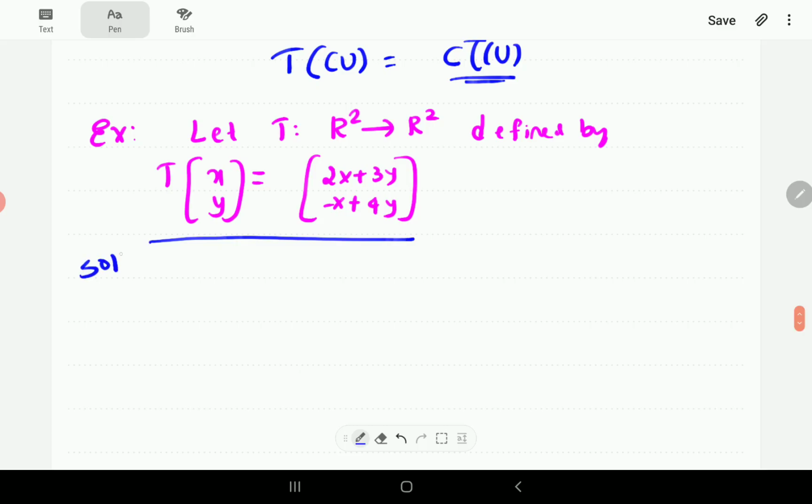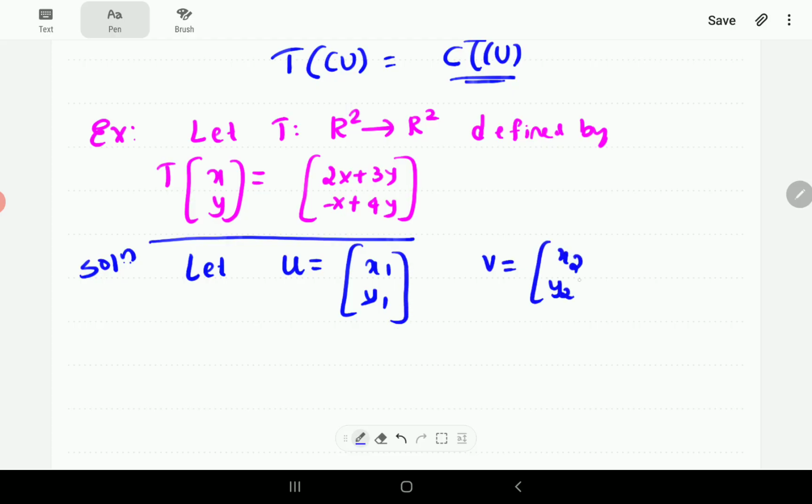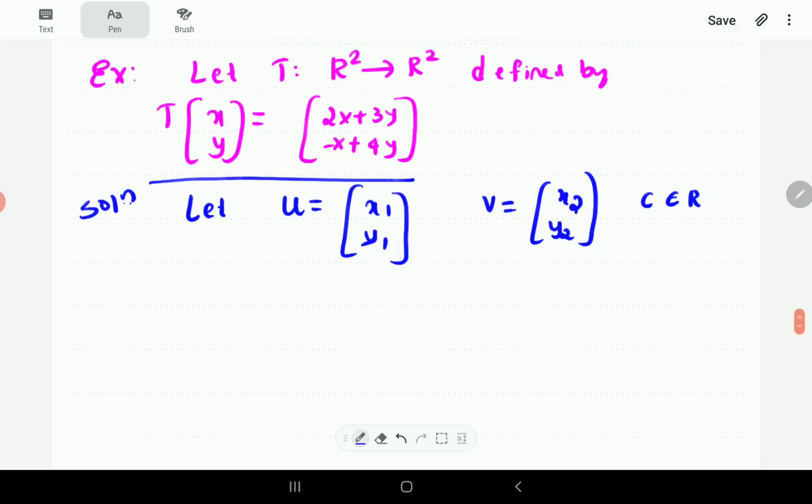So how do we solve it? The solution goes like this. Let me take u as (x1, y1), and let me take v as (x2, y2). These belong to R2, and let me take a scalar c belongs to R. What is the first condition? T of u plus v should be equal to T of u plus T of v. Let us check that. So this is T of u plus v, which is T of (x1 plus x2, y1 plus y2).